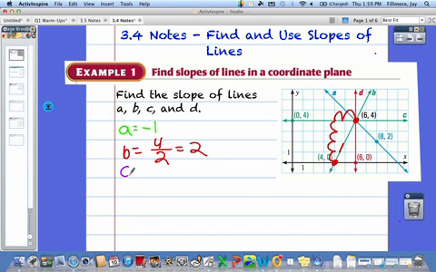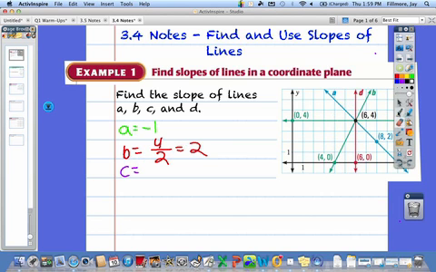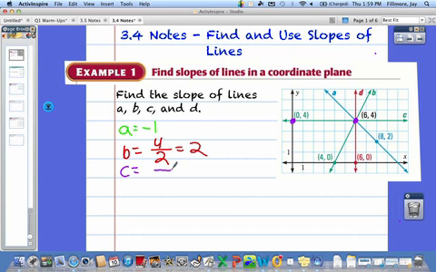For line C, I'm also given 2 points. Let me erase what I have here for line B. For line C, I'm given, again, a common point 6, 4, and the other point 0, 4. Well, if I'm counting my rise for line C, I'm not moving up at all or down at all between my 2 points. So my rise is going to be 0.